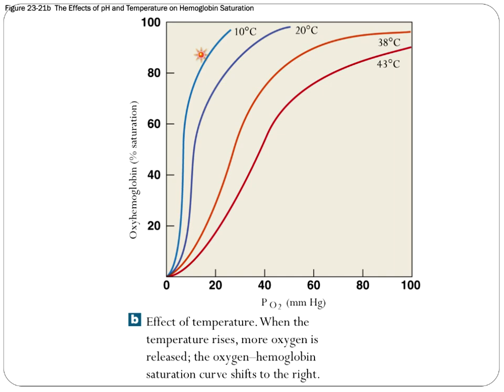If the temperature gets too low, then less oxygen is released. So when the temperature lowers, less oxygen is released. Make sure that you understand these two concepts: what happens when the pH changes and what happens when the temperature changes, and which direction the curve shifts in.